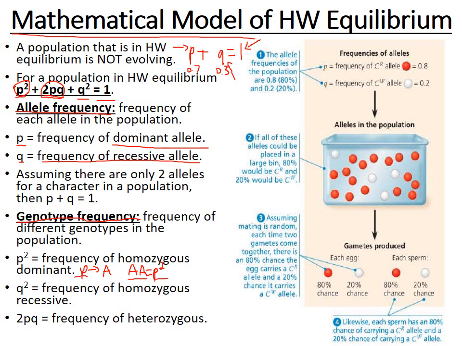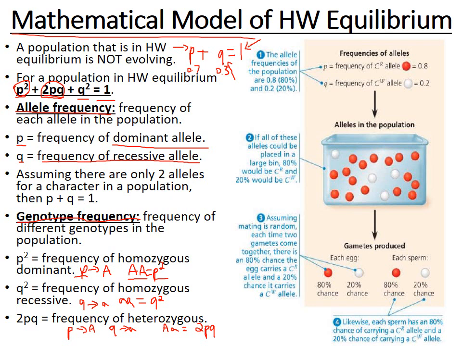The q squared is your frequency of homozygous recessive individuals. Remember that q is your recessive allele. So that means that little a a is going to be q squared. And your 2pq is the frequency of the heterozygous individuals. You have p and q together. So p is big A, q is little a. If you have big A and little a together, you have pq. And we'll add a 2 there and we'll see why that is in just a bit. But those are all the different parts of the Hardy-Weinberg equation.